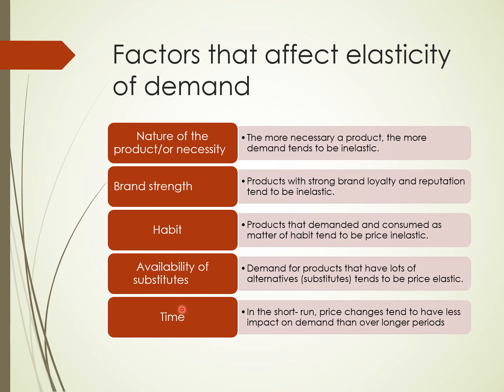Fourthly, availability of substitutes. Demand for products that have lots of alternatives or substitute products tend to be price elastic, like in our previous example when I was using the chocolate bar, because chocolate bar has got a lot of available substitutes. If the price of Dairy Milk chocolate increases, consumers can desist or stop purchasing Dairy Milk chocolate and opt to buy a cheaper chocolate bar such as your Kit Kat or your Lunch Bar. So it makes it price elastic, meaning that it is greater than one.